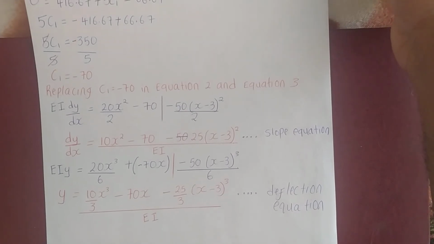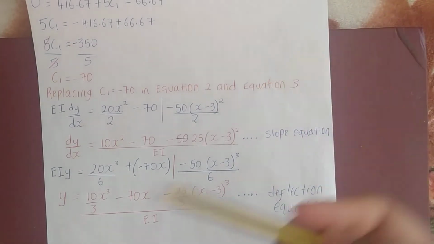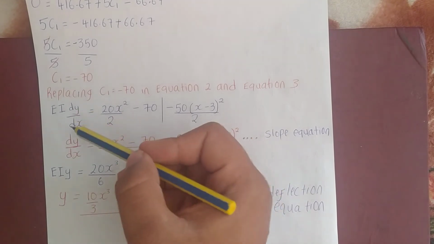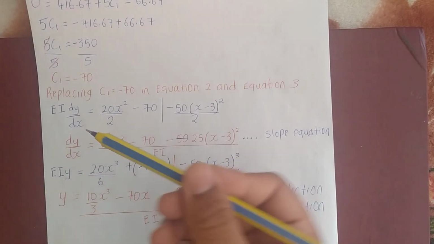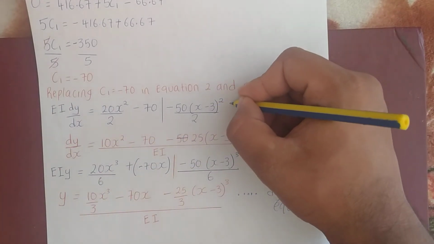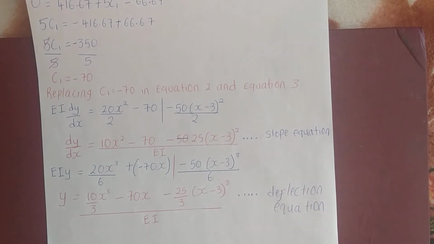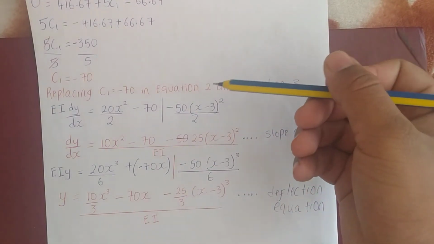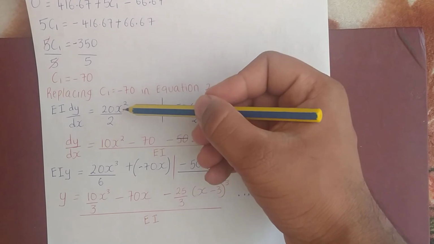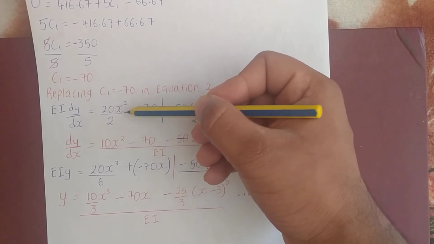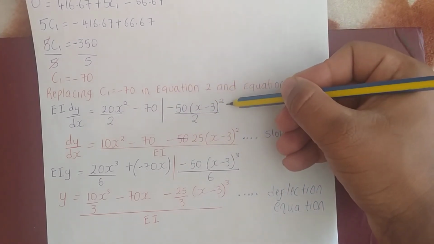So when I replace the value of c1 equal to negative 70, the first case I've replaced in the second equation, and then the second case I'll replace in the third equation. So when I replace in the second equation, I'll get EI dy over dx is equal to 20x squared all over 2 minus 70 minus 50 into x minus 3 squared all over 2.